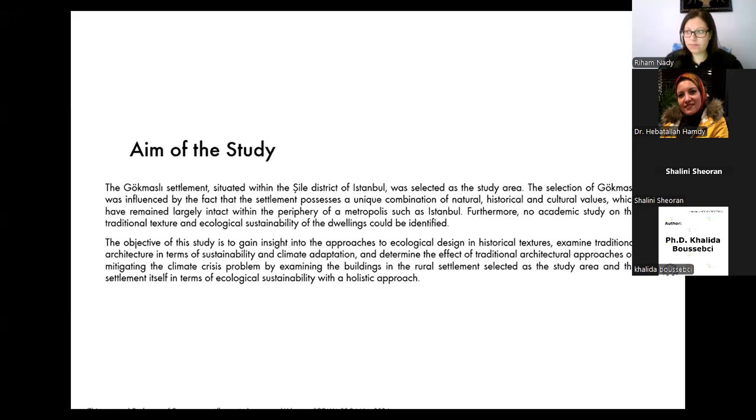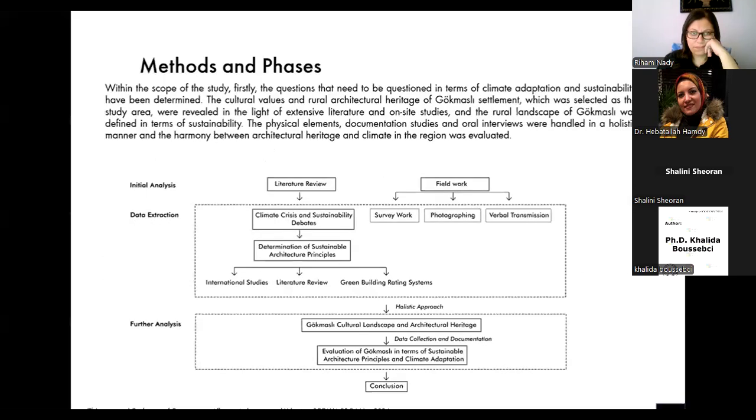textures, examine traditional architecture in terms of sustainability and climate adaptation, and determine the effect of traditional architectural approaches on mitigating the climate crisis problem by examining the buildings in the rural settlement selected as the study area, and the settlement itself in terms of ecological sustainability with a holistic approach.